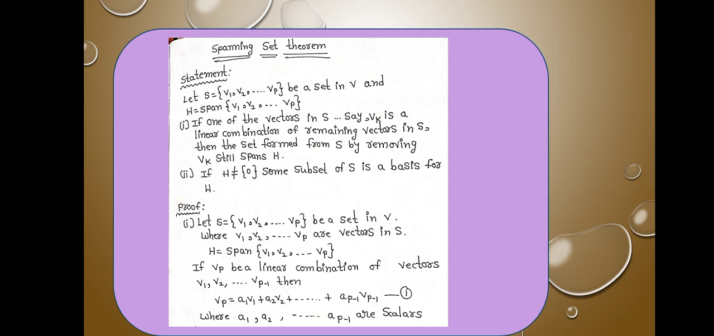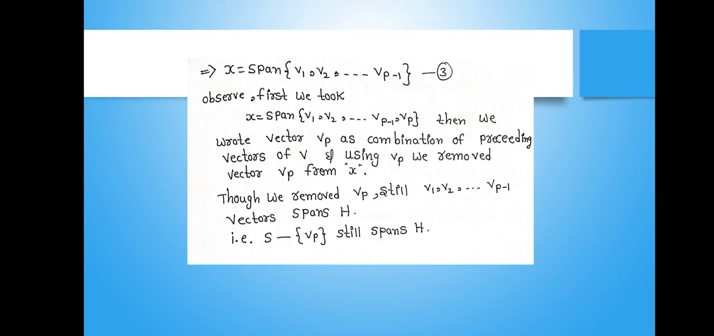Then the next statement: if H is not equal to 0, which means it is not a null set and has at least one vector, some subset of S is a basis for H. We have to show that some subset of S is a basis for H. Okay, basis means it consists of all, or let's see this. Let's see statement 2.